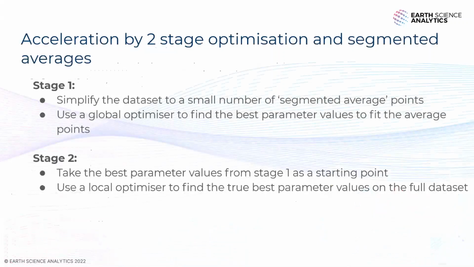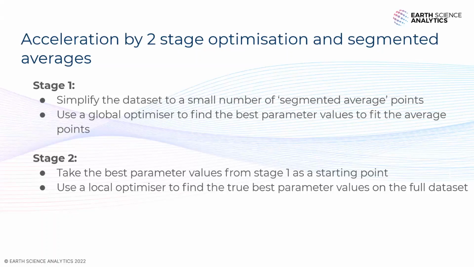So we came up with an acceleration strategy that seems to work quite well. We call this a two-stage acceleration by something we call segmented averaging. And the idea here is that in the first stage, you simplify the data set to a small number of segmented average points. So we take a couple of averages across the data set. In our case, we actually use 40, and that seems to work well. And then we use a global optimizer to find the best parameter values to fit the model to the real data, well, to the average data set.